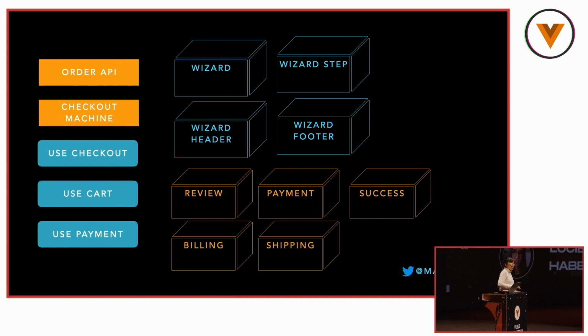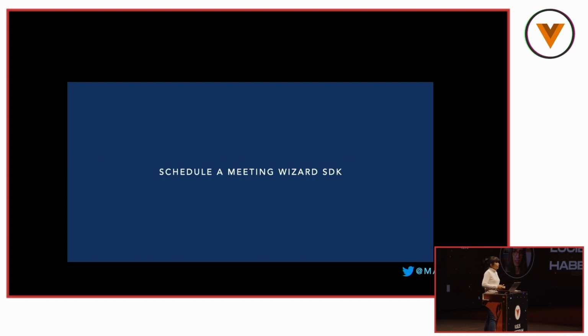At this point, we have another component design system of the wizard and the checkout wizard. So we have wizard with a step, with a header, with a footer, and we have several components behind the scenes: review, payment, success, billing, and shipping. And we also have a set of composable logic for each of the components here. And we also have an order API and checkout machine, which handles the flow of the checkout, how to switch between different components, different views. And from that, we can build a lot of different SDKs or different components.